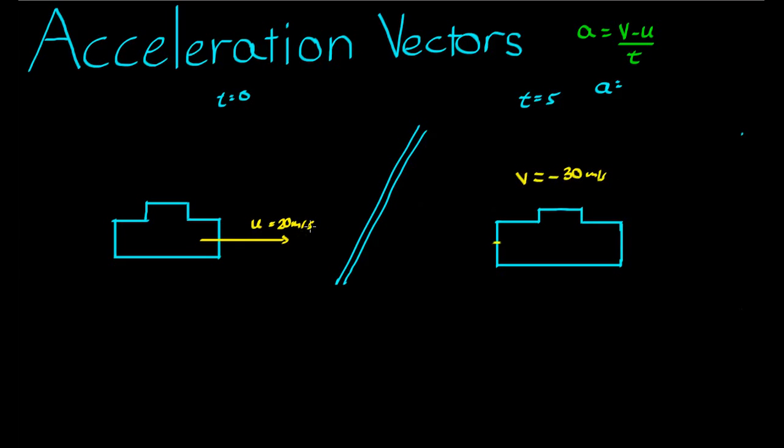The reason I do that is because in this picture we've already defined positive velocity as being to the right. Since in this picture the police car is travelling to the left at a speed of 30 meters per second, the actual velocity is negative because it's travelling in the opposite direction. So acceleration is equal to, well, v is equal to negative 30, take away 20, and again over 5 seconds.